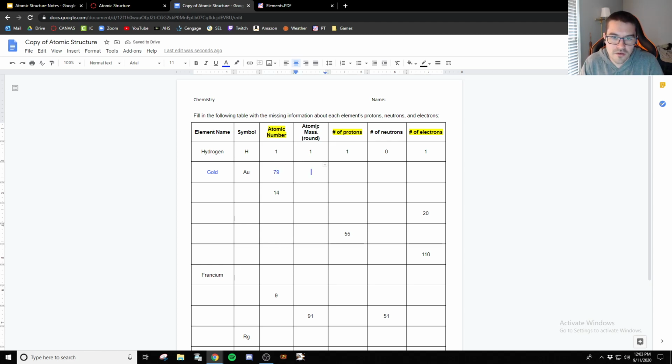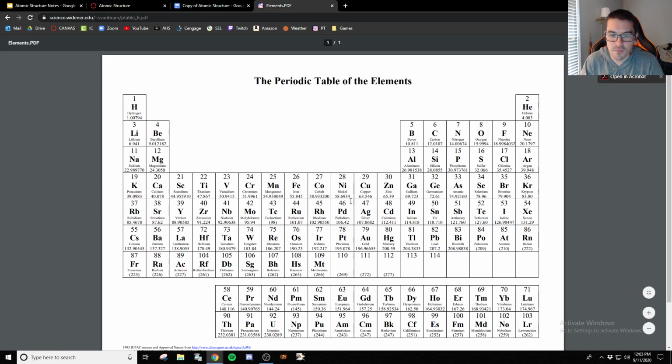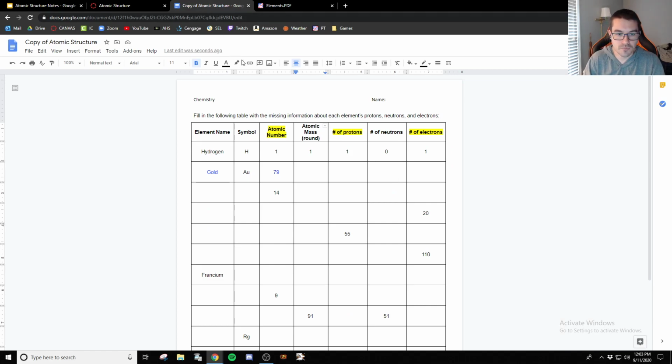And then the next box here is the atomic mass. There's even a reminder here that says, hey, round this number to the nearest whole number. The atomic mass is always going to be the number at the bottom with the decimal places, and we want to round this to the nearest whole number. This is 196.9, so that's going to round up to 197. Make sure that all of the numbers in this column are rounded to the nearest whole number. There should not be any decimal places here.